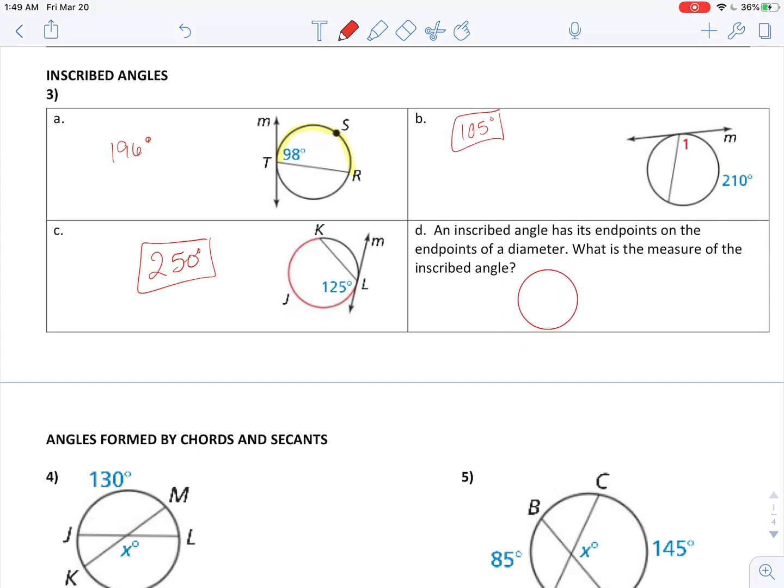Let's draw the situation. Anytime you're unsure what to do, you can always draw a situation. Makes life a little bit easier for you. It's a great practice to get in the habit of to be a good mathematician. Now, an inscribed angle has its endpoints on a diameter. So let's draw a diameter. Let's draw an inscribed angle.